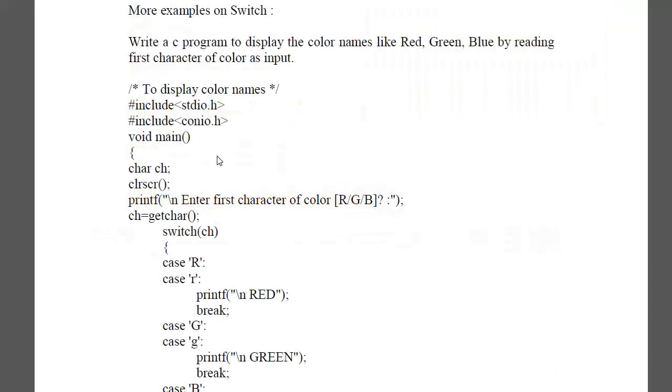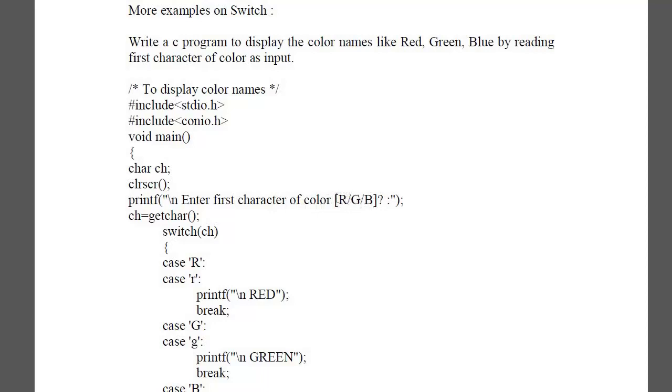First, a simple program I will explain. You need to write one program, that means you need to develop a small app. Whenever we run that app or program, we get this message on the terminal: Enter first character of color. Being a user of this program, you can enter either R or G or B.